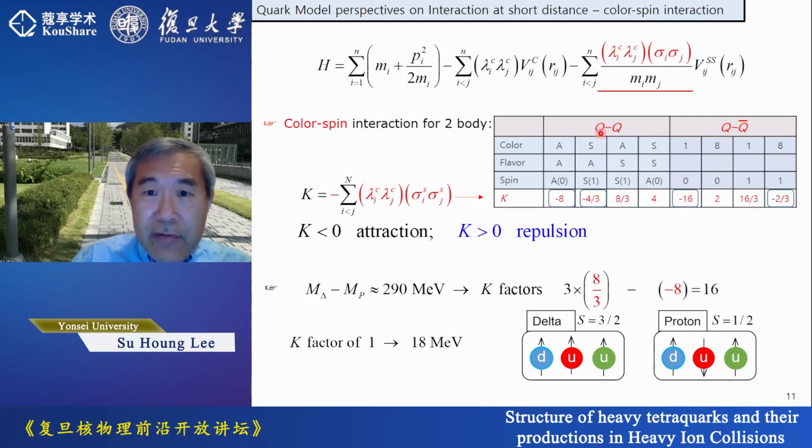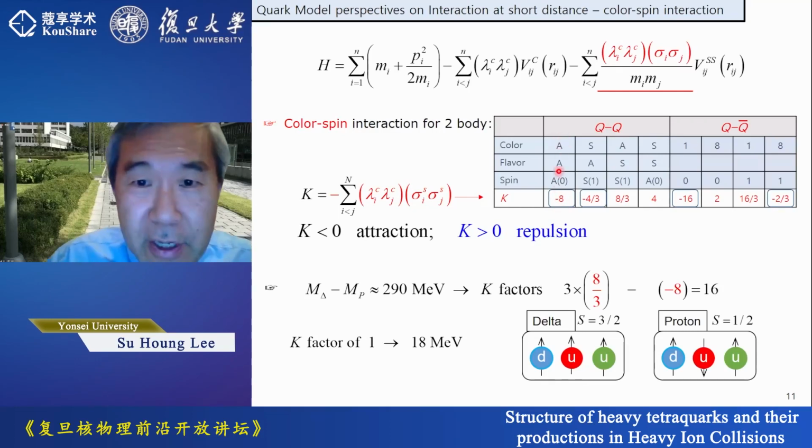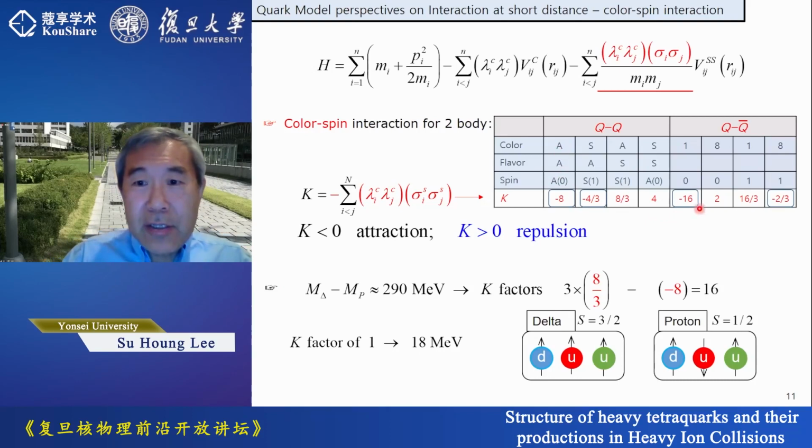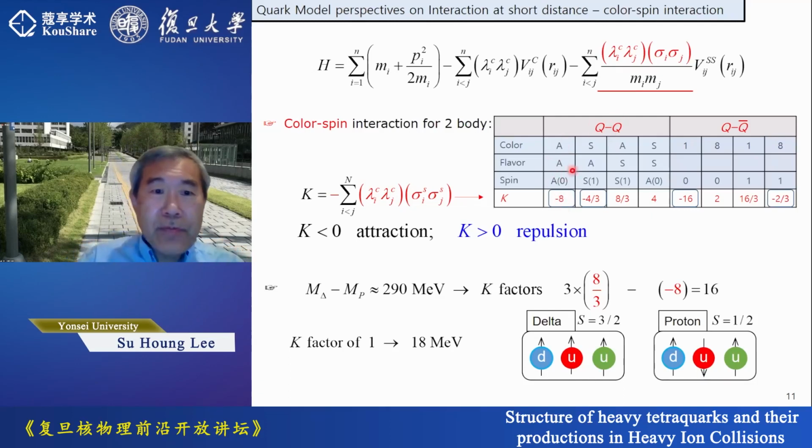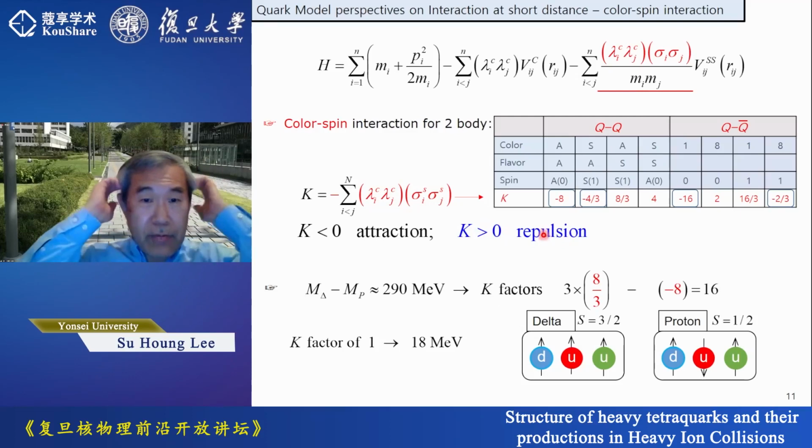On the other hand, even if you have only quarks, they have a maximally attractive good biquark channel. This is not as large, but nevertheless it is good enough to give you possible attraction. When the K factor is negative, it gives you an attraction for that configuration, and if the K factor is larger than 0, it gives you repulsion.